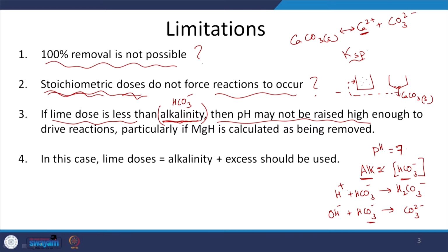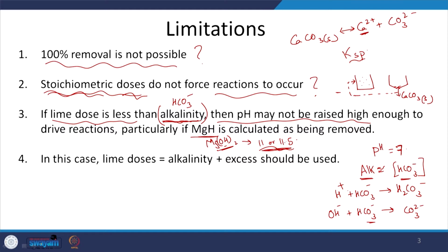If lime dose is less than the HCO3 minus concentration, then the pH might not be raised high enough to drive the reactions. And why is that critical? Typically, for magnesium hydroxide, Mg(OH)2, we looked at the relevant figures, a pH around 11 or 11.5 is required for the precipitation to occur. So that is something to keep in mind. Obviously, OH minus is a reactant, and so when pH is high, OH minus is high. Thus, high pH is required.